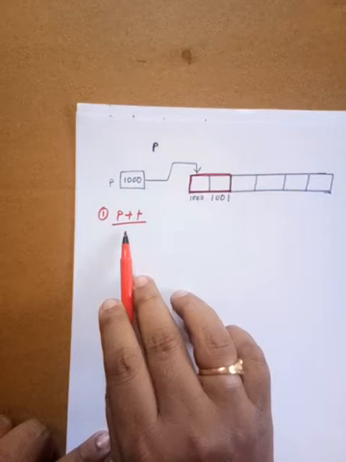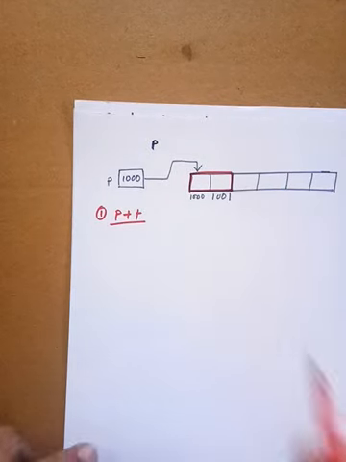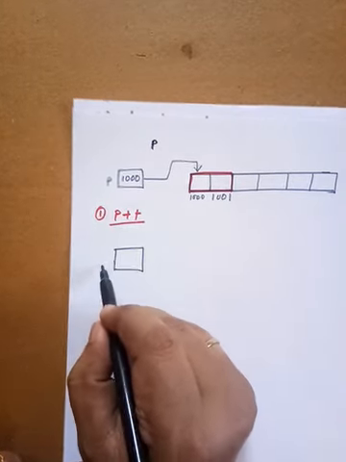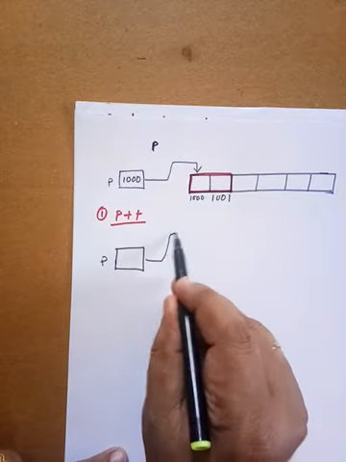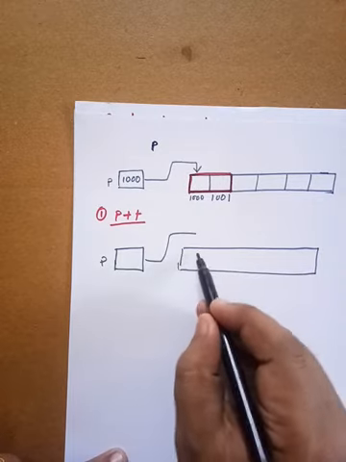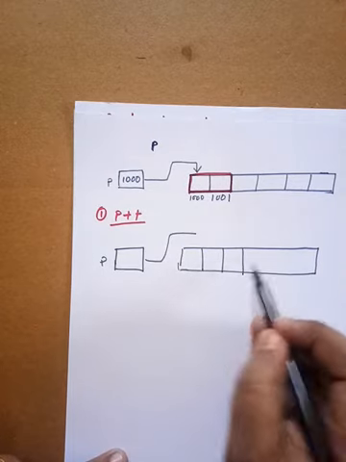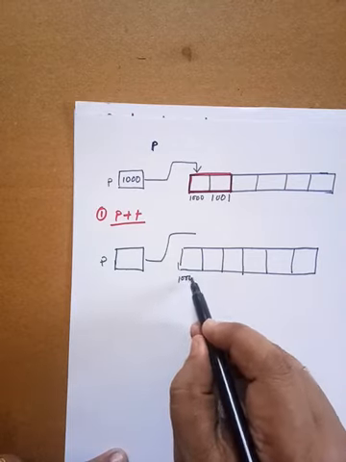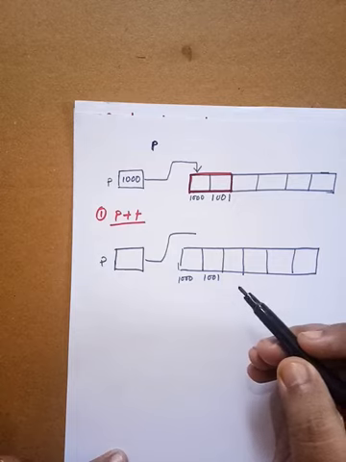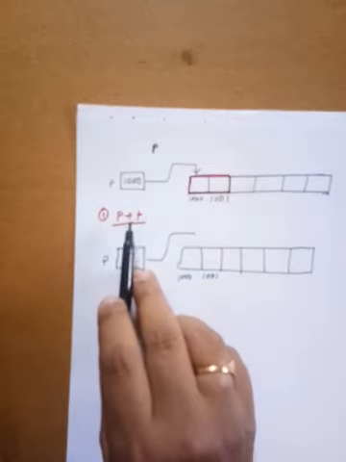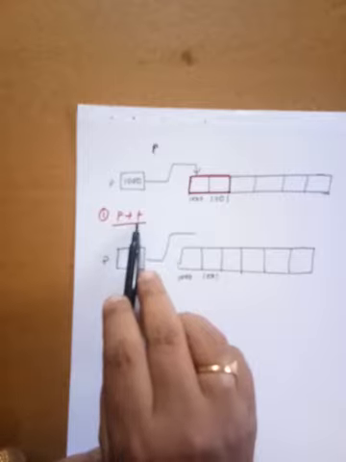Now after incrementing, we can draw the diagram that shows how the pointer will be incremented. Now this is the pointer p. After incrementing, I am drawing the same diagram. Now these are the memory locations. This is 1000, this is 1001. As I have already told, p plus plus means it will increment by 2 for integer pointer arithmetic.